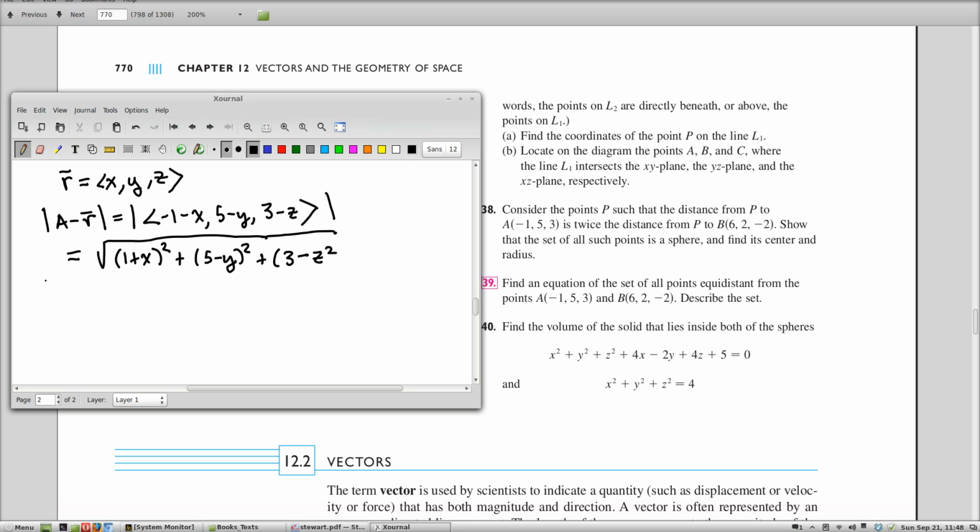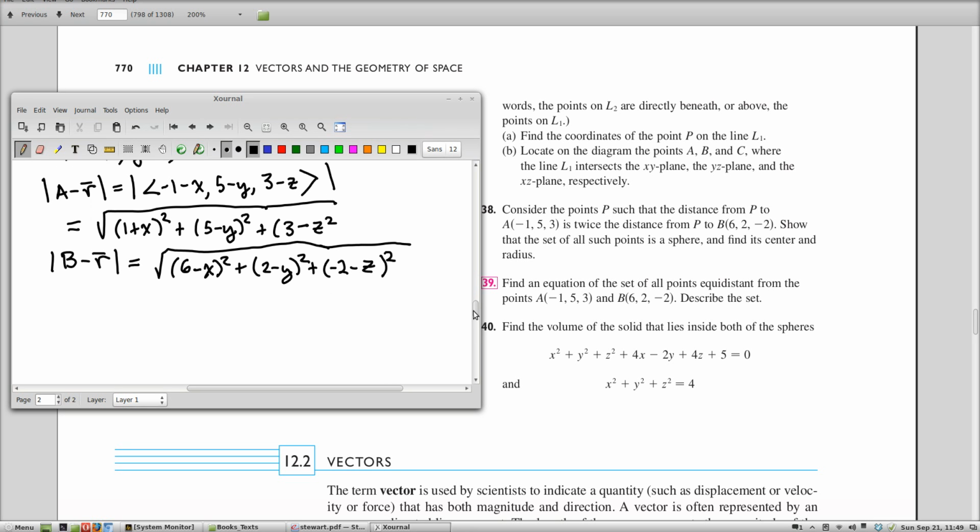And so what's the distance between B and R? The distance between B and R is the square root of (6 minus x) squared plus (2 minus y) squared plus (negative 2 minus z) squared. I hate it when both are negative, but I'm going to live with that too.